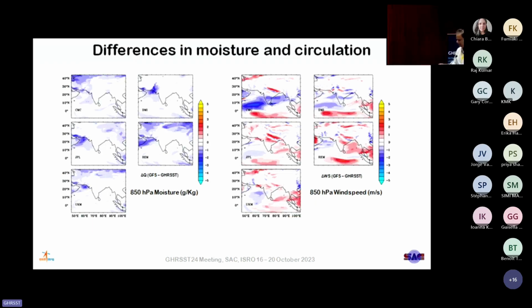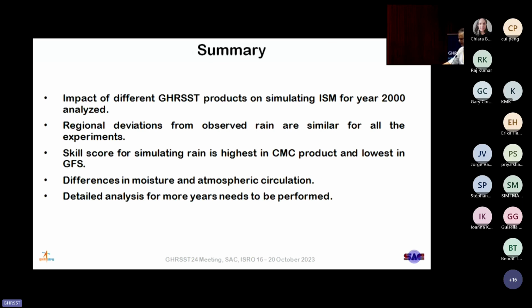We also see the differences in the moisture and the circulation. There are large differences across different experiments, and that is what we can make out from these experiments. However, as I mentioned, these are quite preliminary results, and we did it with only one set of initial conditions. In fact, we have to take an ensemble of experiments to arrive at some robust results. So that is our future plan that we are going to do.